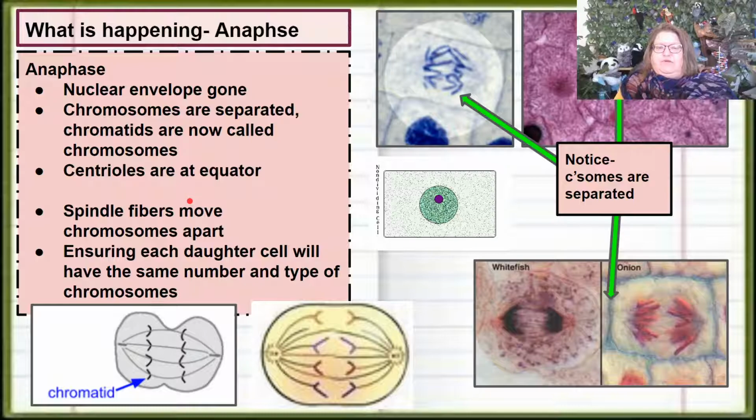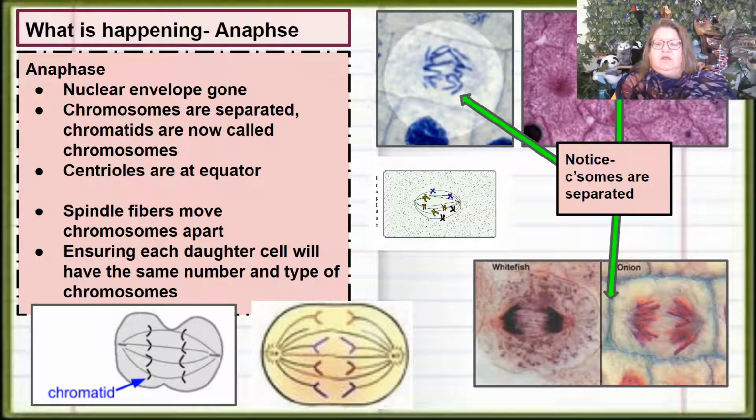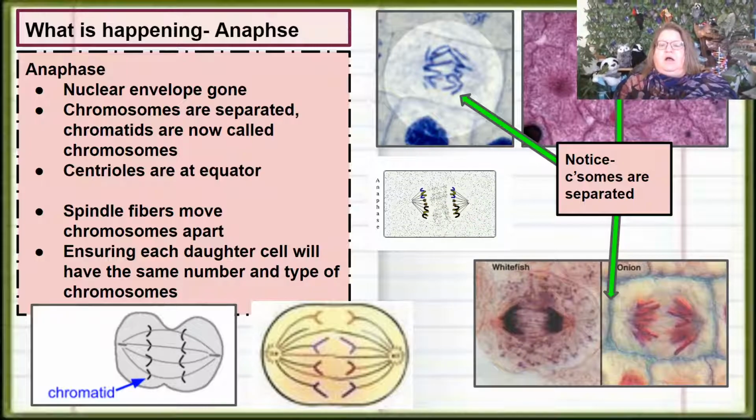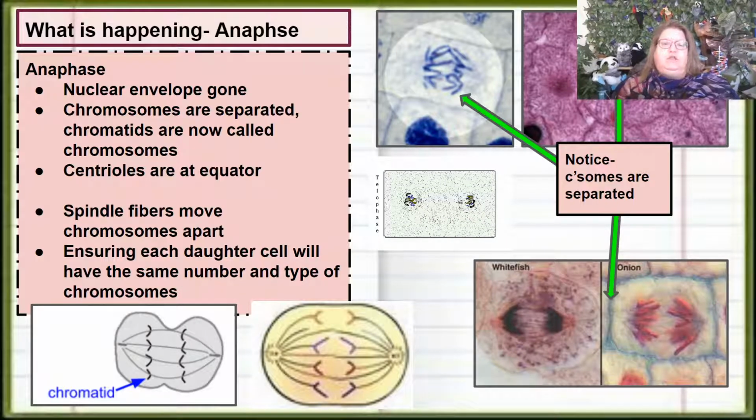Now it's the spindle fibers that are moving the chromosomes apart, and this is where the cell is organizing it, right? Each chromosome gets separated and pulled to the opposite daughter cell, and each daughter cell will have the same number and type of chromosomes. And again, we're going to practice that with a Jamboard, and I'll walk you through it in the next video.